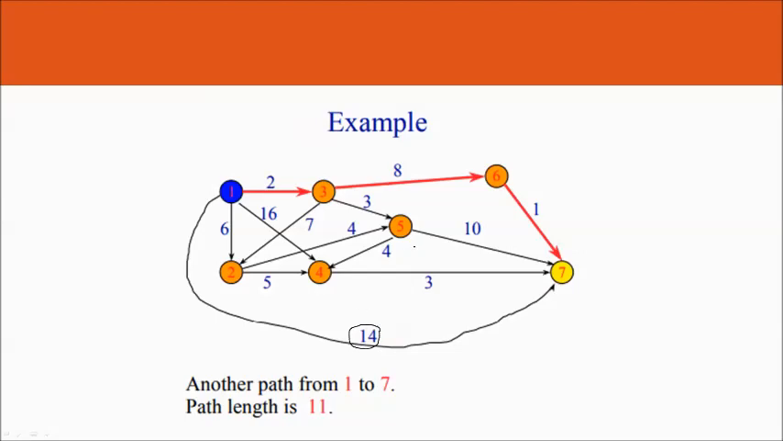Now, looking for another direction. From vertex 1 to vertex 3, we have 2. Next, following the direction of the arrow, from vertex 3 to vertex 6, we have 8. And then from vertex 6 to vertex 7, we have 1. So that's why we arrive at 11. That's the other direction.